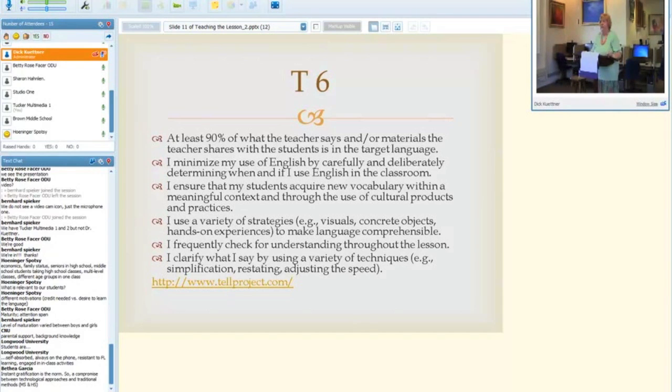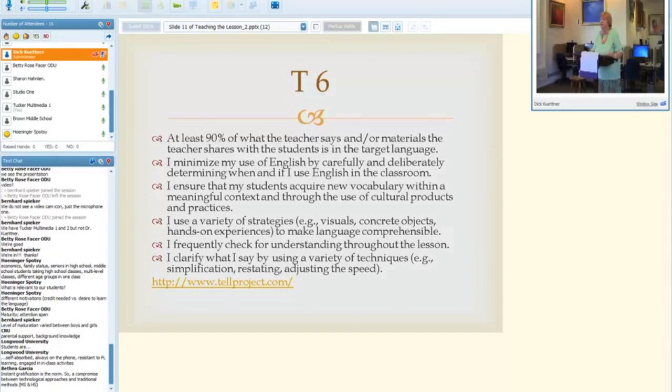I frequently check for understanding throughout the lesson, so I'm pulling assessment into my input. Just giving input isn't enough if I don't know whether or not it's being effective. I clarify what I say by using a variety of techniques: simplification, restating, adjusting speed, and I just mentioned another one, circumlocution. All of these are important strategies that we as teachers must intentionally bring into the classroom.